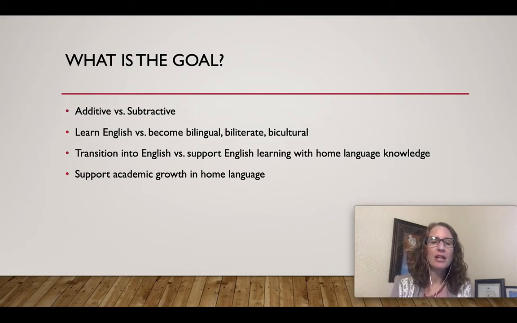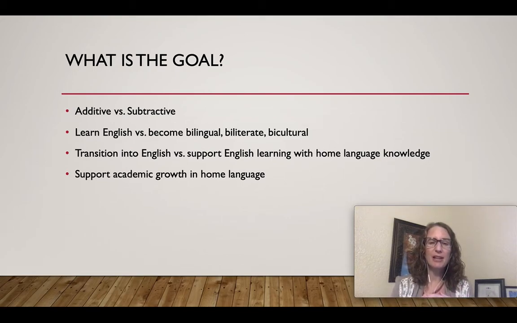So first of all, a couple of important questions to ask ourselves. First, what is the goal of the model? And also, who are the students being served in the model that we're looking at? As some of you mentioned in your video responses on Flipgrid, the goal of the model can either be additive or subtractive.